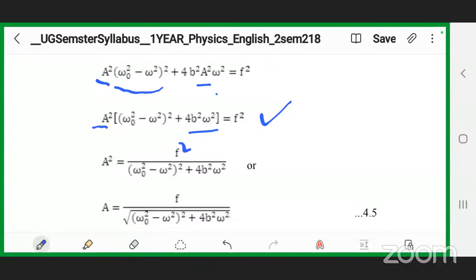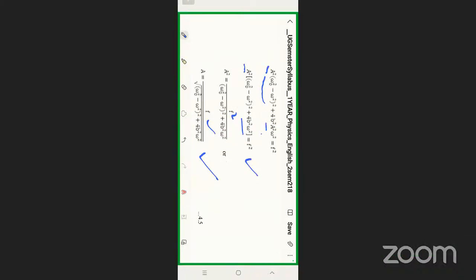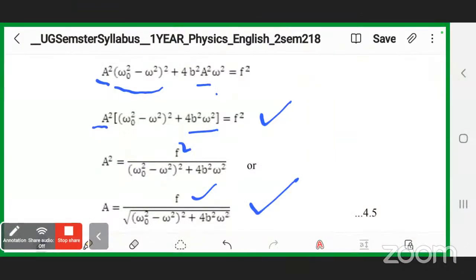So that F square means F, you will get A equals F by the square root of omega naught square minus omega square whole square plus 4b square omega square. This is equation 4.5. Up to here it is clear. Is it clear? Yes. If it is clear up to 4.5, I can go to the next.